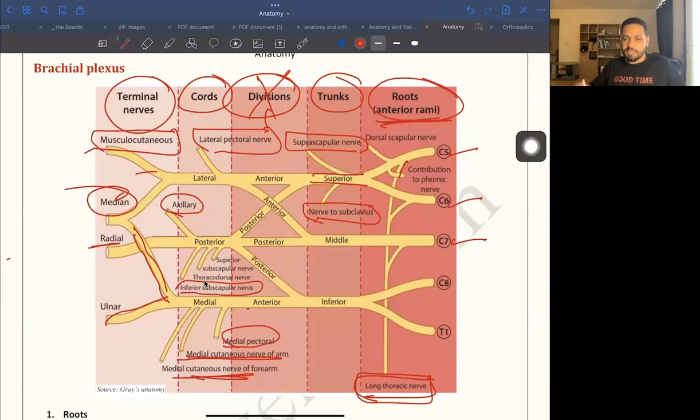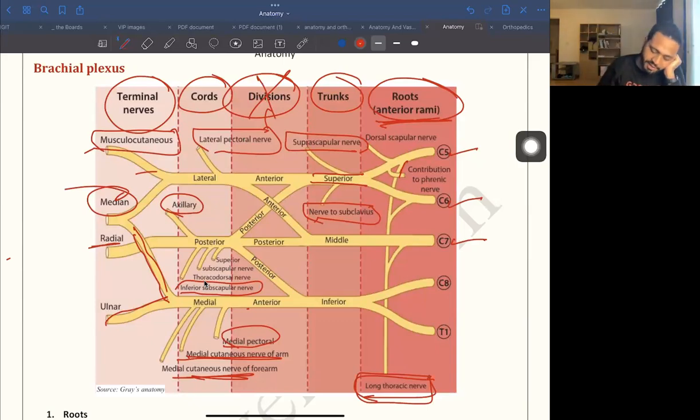So these are basically the branches from the cord. Do you need to memorize all the branches? I would say no, to be honest. I would say the long thoracic nerve is something important. Know its roots. I would say know where the musculocutaneous nerve, the median nerve, the radial nerve, and the ulnar nerve are coming from. These are the main branches, okay?